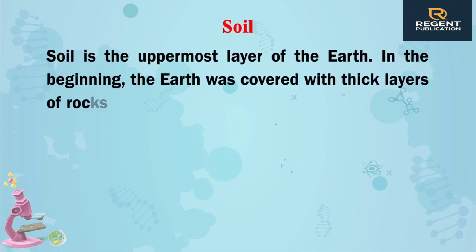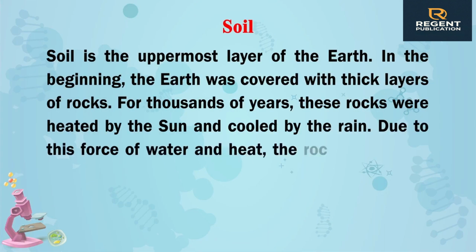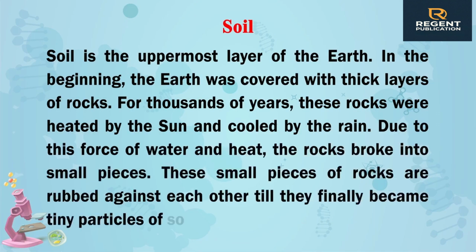Soil. Soil is the uppermost layer of the earth. In the beginning, the earth was covered with thick layers of rocks. For thousands of years, these rocks were heated by the sun and cooled by the rain. Due to this force of water and heat, the rocks broke into small pieces. These small pieces of rocks rubbed against each other till they finally became tiny particles of soil.